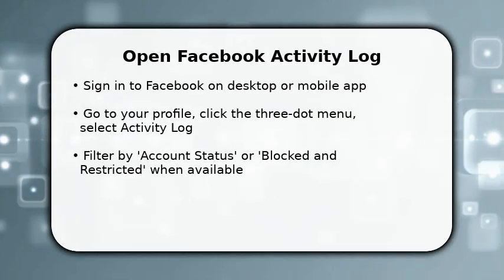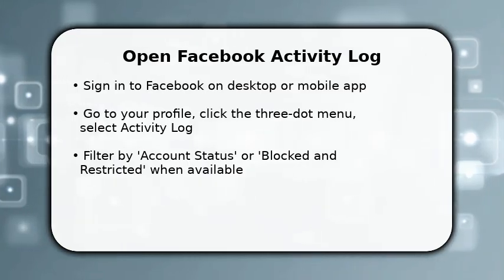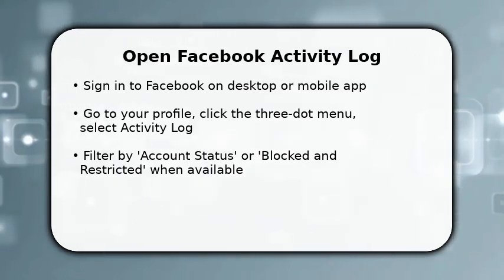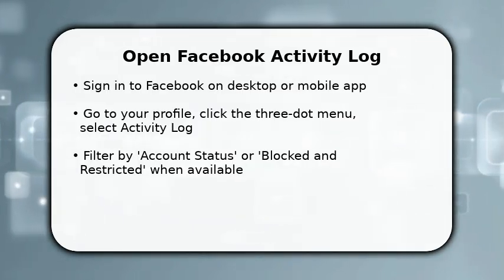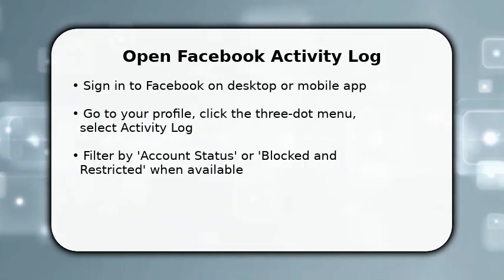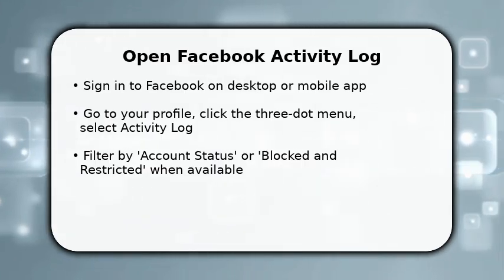You start by signing into Facebook and going straight to your profile. That gets you where the tools are. Once on your profile, tap the three-dot menu and choose Activity Log so you can inspect logged events. Make sure to use desktop if the app layout hides options.